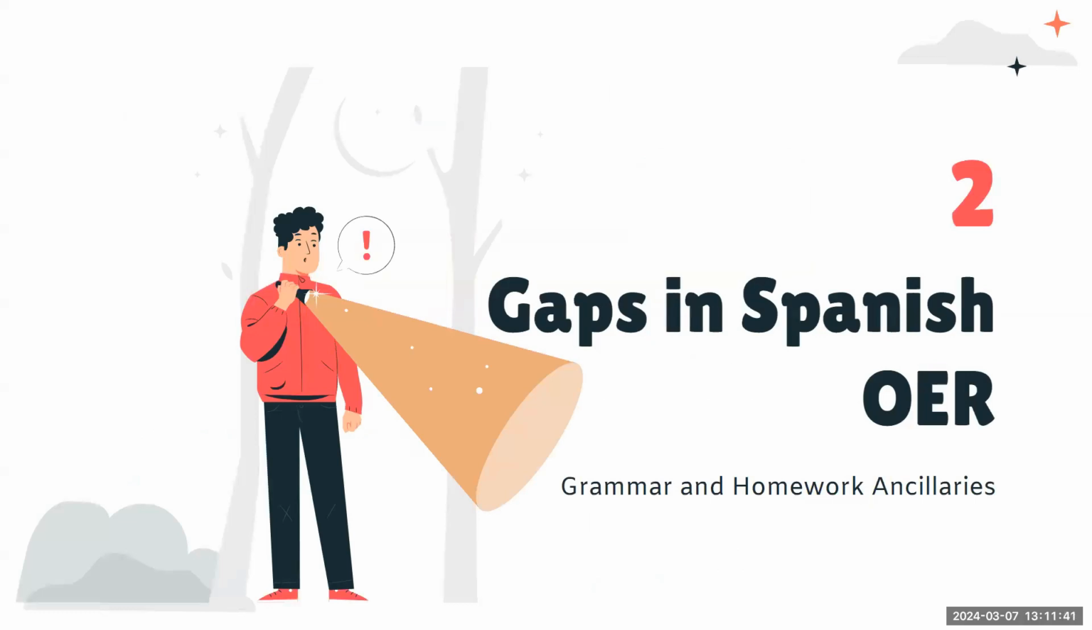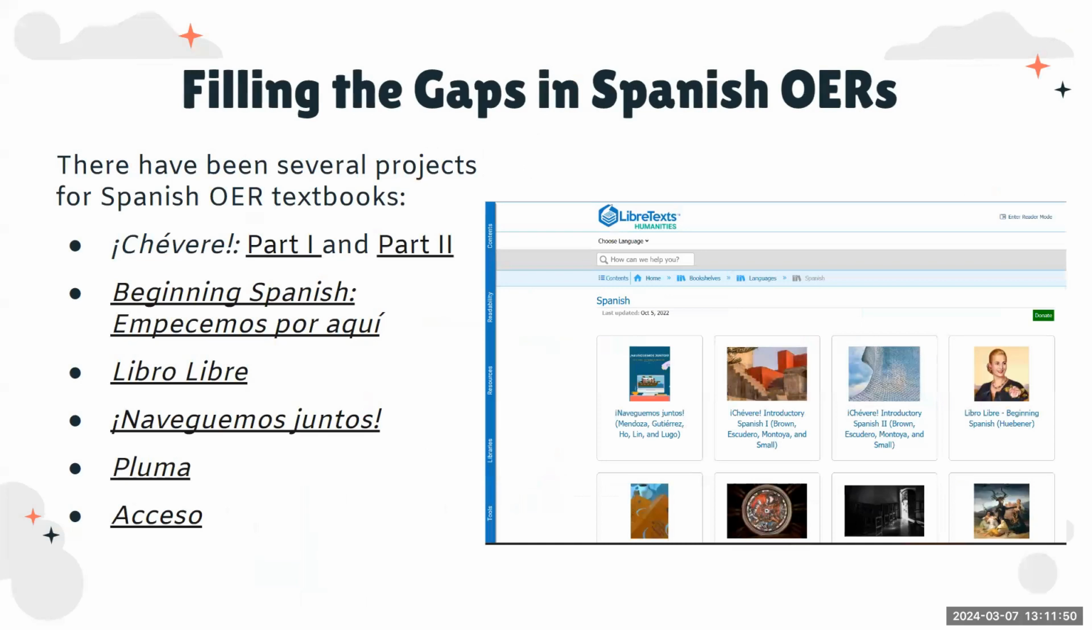So it's my turn. I'm going to talk about the gaps in the Spanish OER. As you well know, there are several. Sarah, would you like to go? Okay, there are several OERs in Spanish for first year and second year. Chévere is one of them. We also have Beginning Spanish, Libro Libre, which comes from Washington State, I believe. Naveguemos Juntos. Pluma is based on the ACTFL proficiency guidelines.